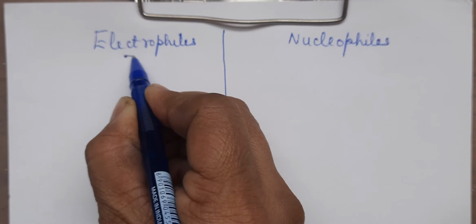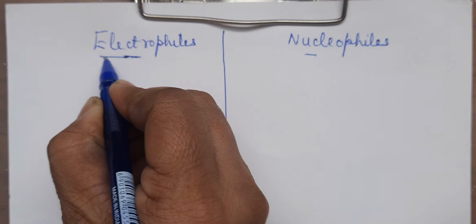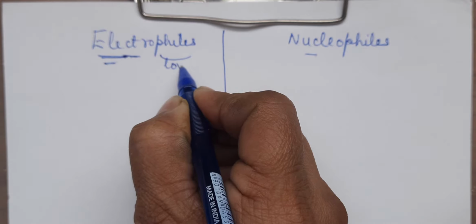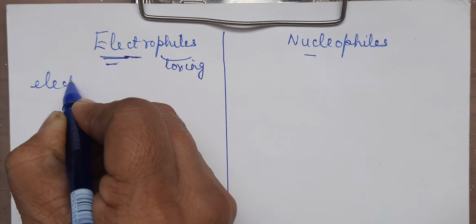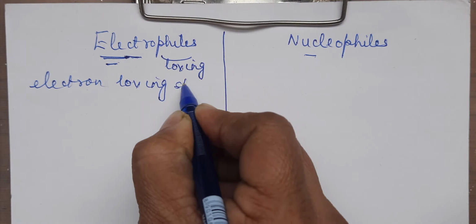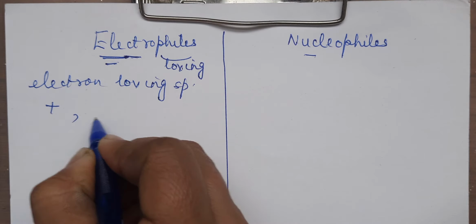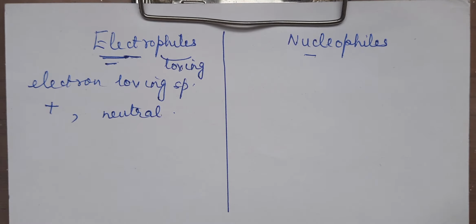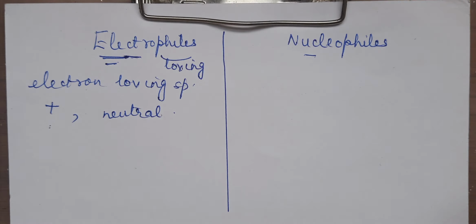First, I'm introducing the terms electrophile and nucleophile. Electron is related to negative. Phile means loving. That means any species which is electron loving. What are electrophiles? These are electron loving species. They can either be positively charged or they can be neutral. We will take examples. If it is positively charged, definitely it will have a tendency to attract the electron, that is a negative thing, toward itself.